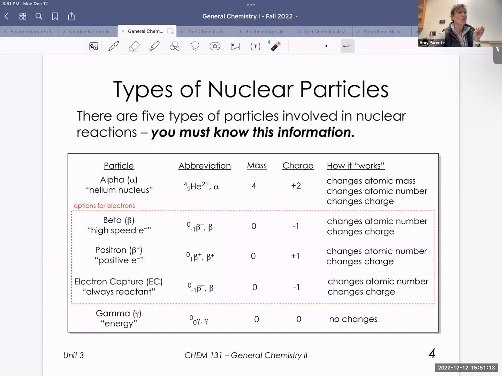Big picture thing with equilibria too is make sure that you get back into the habit of looking at your balanced chemical equation, because we spent so much time doing things where all your X's just had ones in front of them, because that's what our acid-base reactions were. So make sure you remember to be using your balanced chemical equation with the right coefficients.